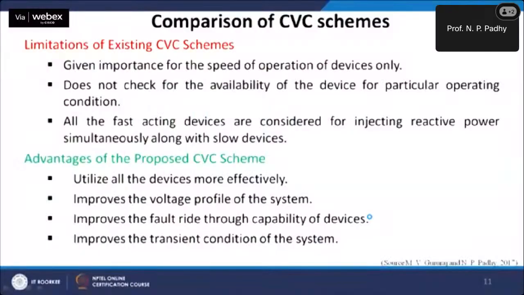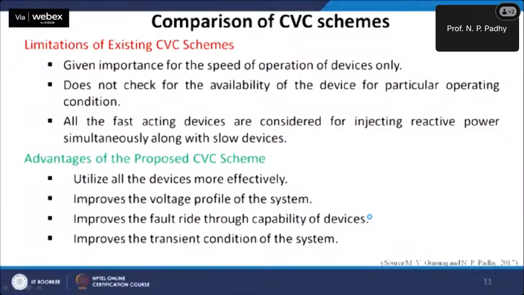But that's not a good idea. In the proposed model, what we have suggested is to utilize the devices more effectively. Even the OLTC, STATCOM, DFIG, DC microgrid, all of them have to participate simultaneously, by which it improves the voltage profile of the system at large. It improves the fault ride-through capability of the devices. It also improves the transient conditions of the systems.